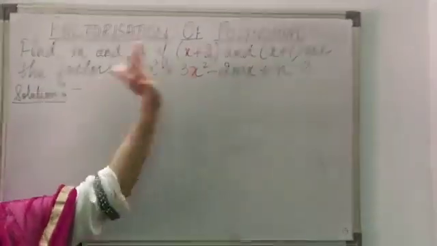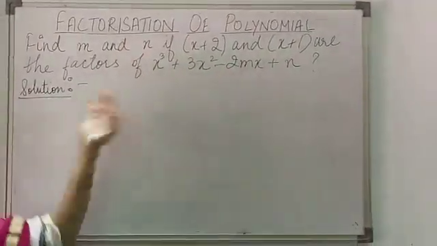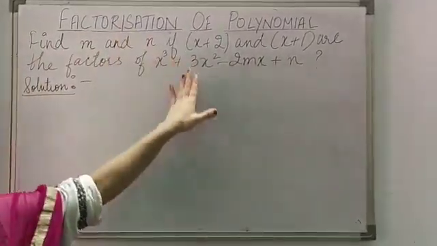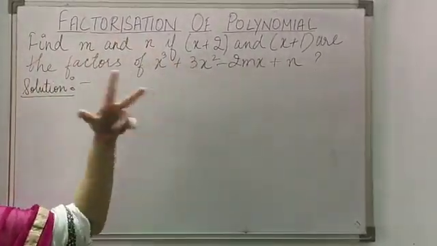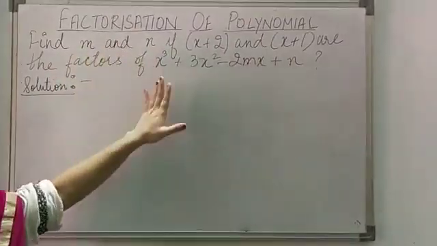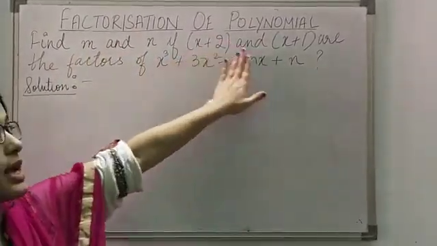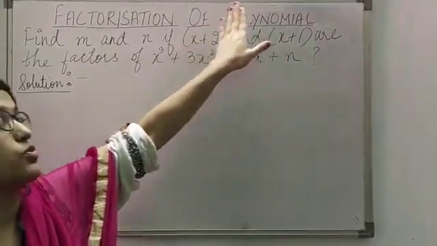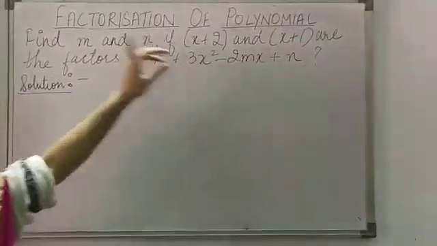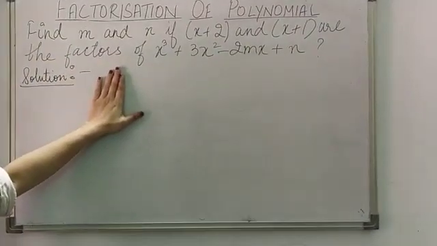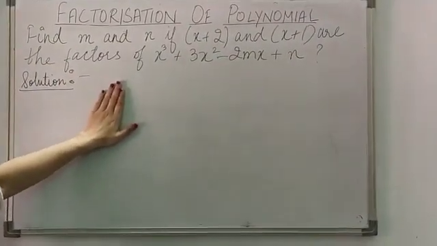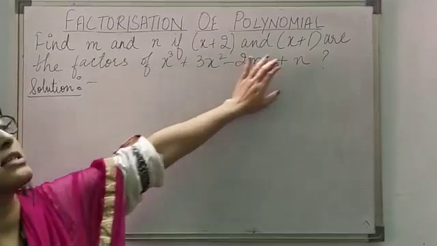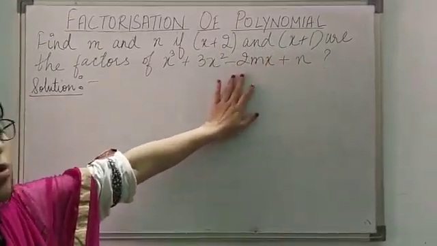This question is a little bit different from what we have done earlier. So now let's solve the question. The question says find m and n, meaning in this question we have to find the value of m as well as n, if x plus 2 and x plus 1 are the factors. So here they have given in the question that x plus 2 is a factor of this polynomial as well as x plus 1 is a factor of this polynomial.